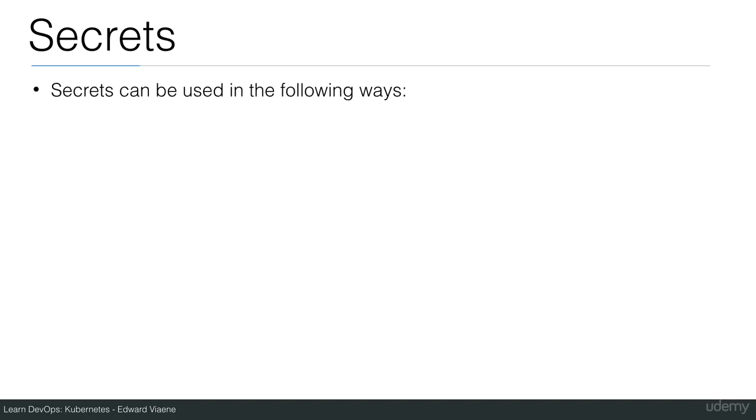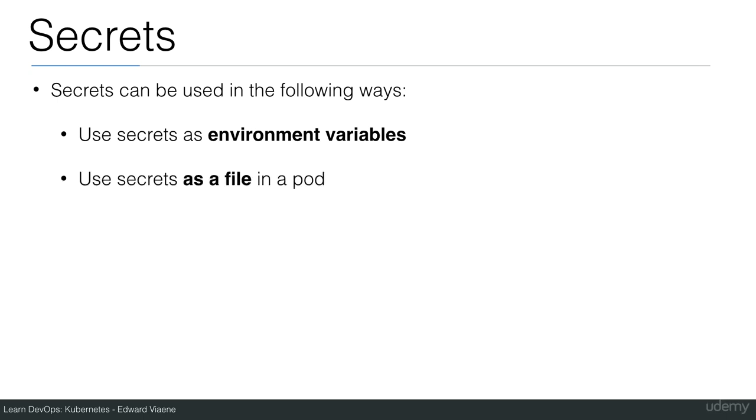Secrets can be used in the following ways. You can use secrets as environment variables. So in your application, you will just have to read the environment variables, and that's where the app will then find the secrets. You can also use secrets as a file in a pod.